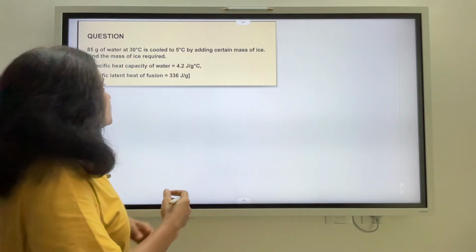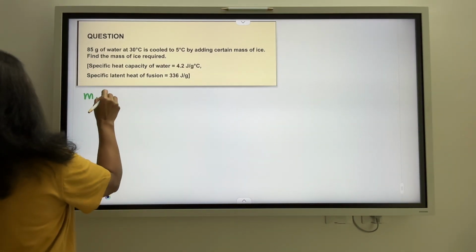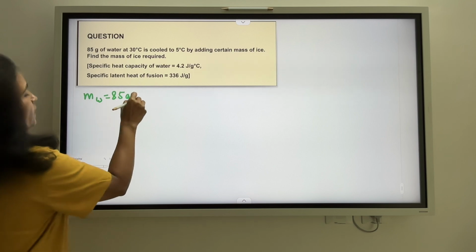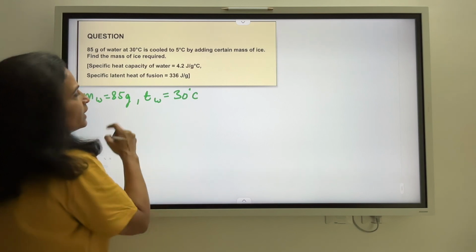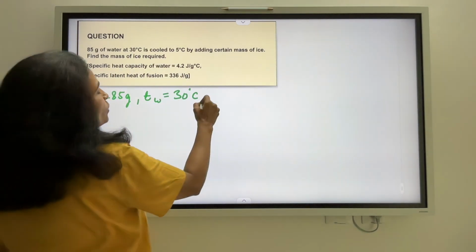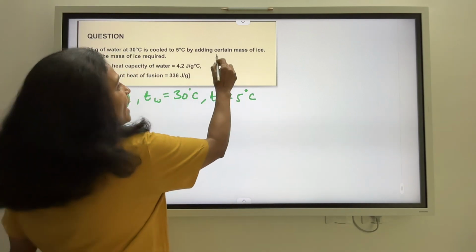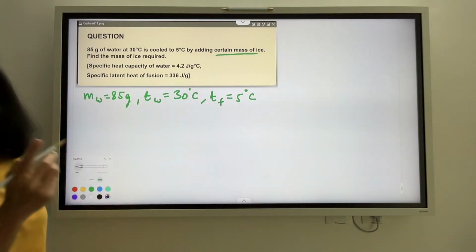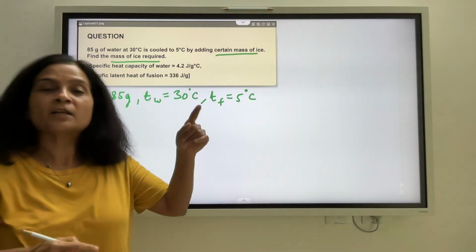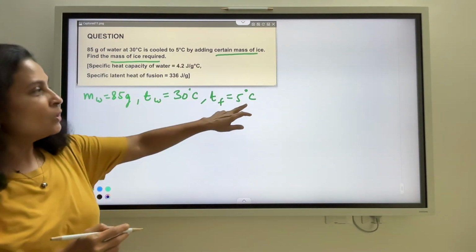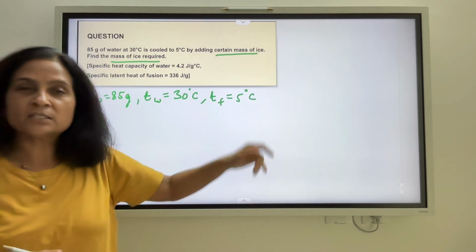In our first question is given 85 gram of water. So mass of water 85 gram. The temperature of water is given as 30 degrees centigrade. Now this water has been cooled down to a final temperature of 5 degrees centigrade by adding certain mass of ice. We have to find out how much of ice has been required to attain a final temperature of 5 degrees centigrade.